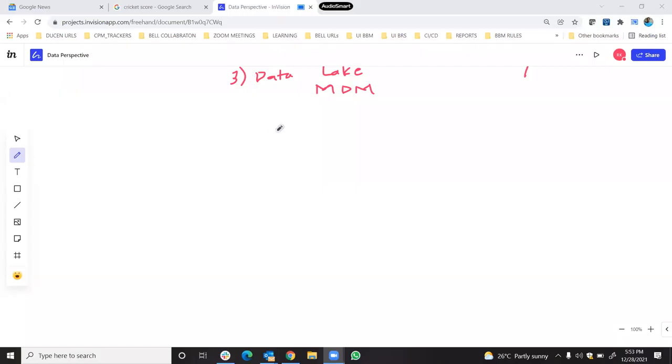So let us now try to understand. We know what data engineering and the ML world are, but now let us understand how we have to see the data. There are different ways of seeing the data. We'll see how data scientists generally view the data.